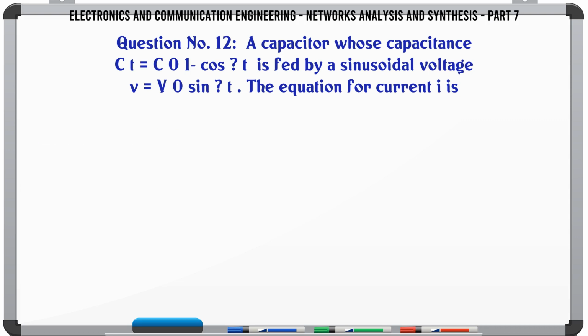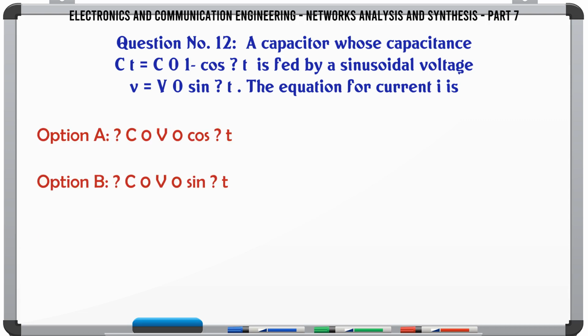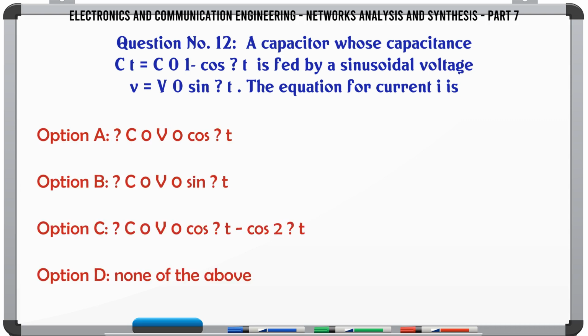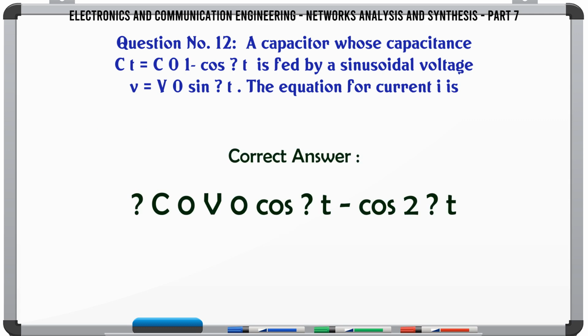A capacitor whose capacitance C(t) = C0(1 - cos t) is fed by a sinusoidal voltage v = V0 cos t. The equation for current i is: A, C0V0 cos t; B, C0V0 cos t; C, C0V0 cos 2t; D, none of the above. The correct answer is C0V0 cos 2t.